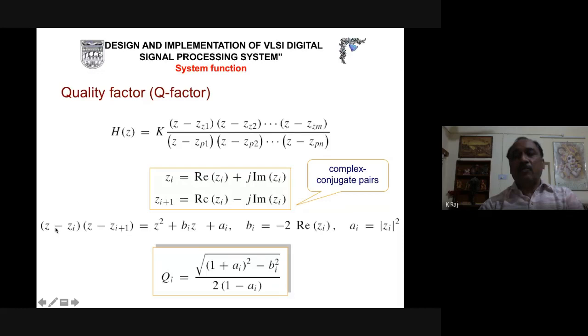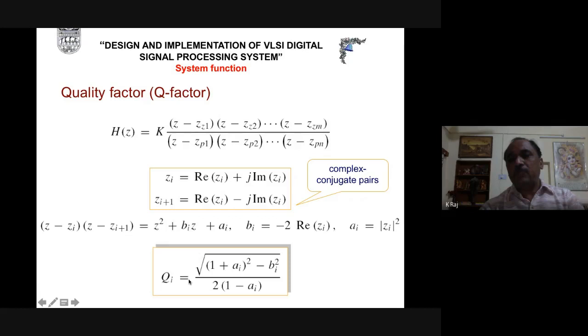When the complex pairs are multiplied, the product of the complex pair will be represented as z square plus bi z plus ai. Here bi is minus two times the real portion of zi, and ai will be the mod of zi square. The quality factor will be written as under root 1 plus ai square minus bi square divided by 2 times 1 minus ai. This is also a tutorial problem for you, that you have to derive that Qi of a discrete time LTI system for the ith section will be represented by this equation.